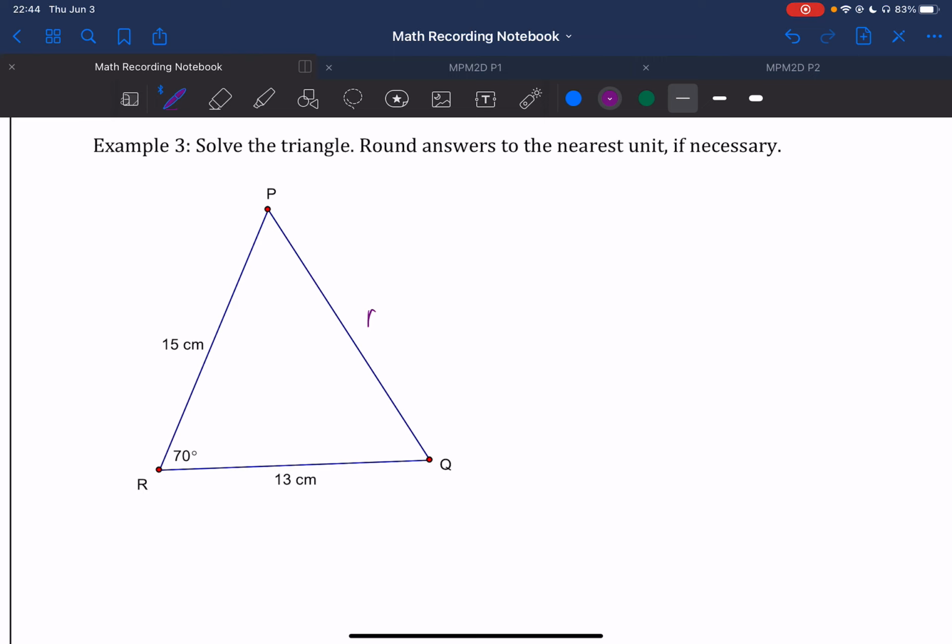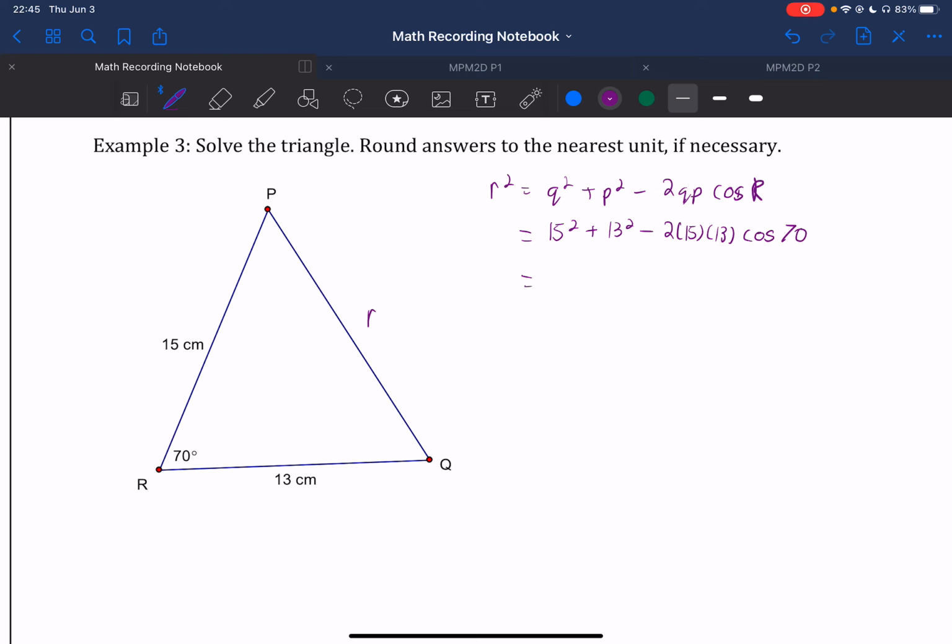sides. So we get r squared equals q squared plus p squared minus 2qp cosine r. Let's input what we have. So q is 15 squared plus 13 squared minus 2 times 15 times 13 times cosine 70.